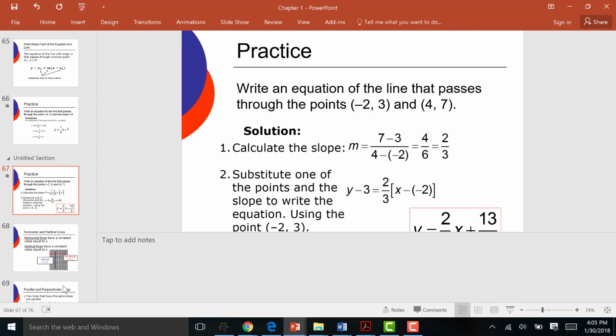Now, doing the next line, I've got y minus 3 is equal to 2/3 x plus 2/3 times 2. I'm going to multiply across the top and across the bottom. Across the top is 2 times 2, which is? 4. And across the bottom is 3 times 1, which is? 3. You okay so far? Yeah.